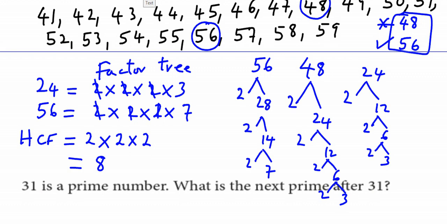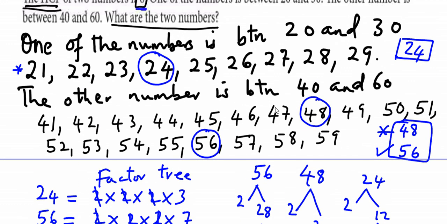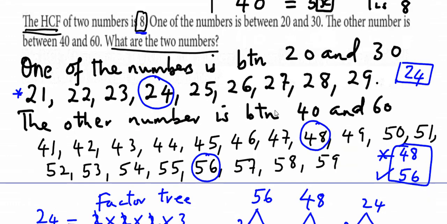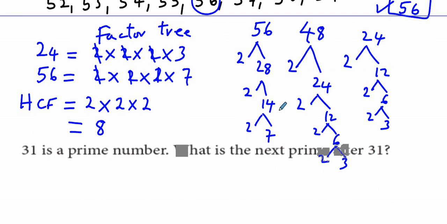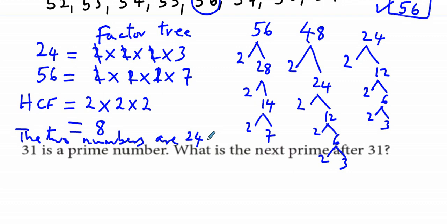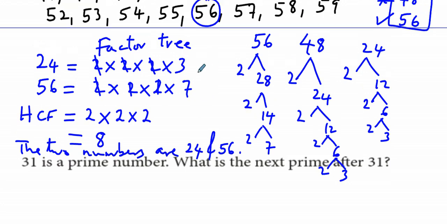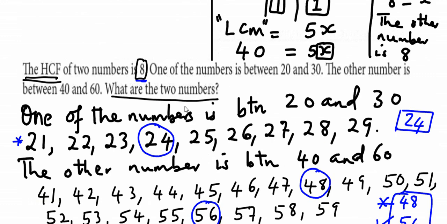The conclusion, with reference to the question, what are the two numbers? So here you write the two numbers are, one we got 24, another one we got 56. Those are the two numbers they're talking about. So far so good.